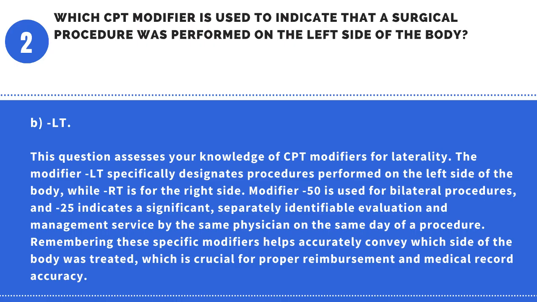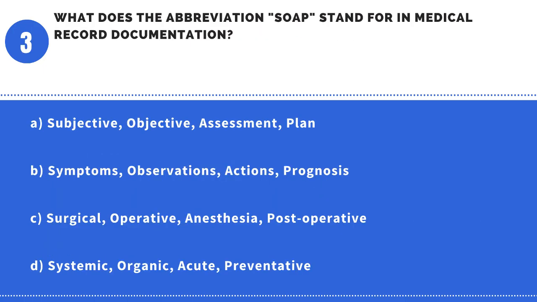The modifier LT specifically designates procedures performed on the left side of the body, while RT is for the right side. Modifier -50 is used for bilateral procedures, and -25 indicates a significant, separately identifiable evaluation and management service by the same physician on the same day of a procedure. Remembering these specific modifiers helps accurately convey which side of the body was treated, which is crucial for proper reimbursement and medical record accuracy. Question 3.